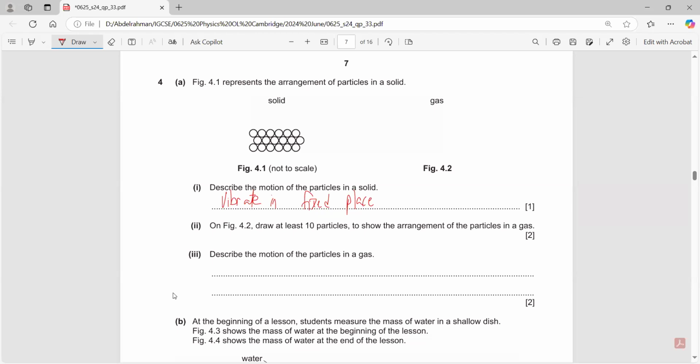On figure 4.2, draw at least 10 particles to show the gases. Okay, 10 particles, very far away. 4, 5, 6, 7, 8, 9, and let's say 10. Far away. Describe the motion of the gas particles. They move fast and random in all directions.